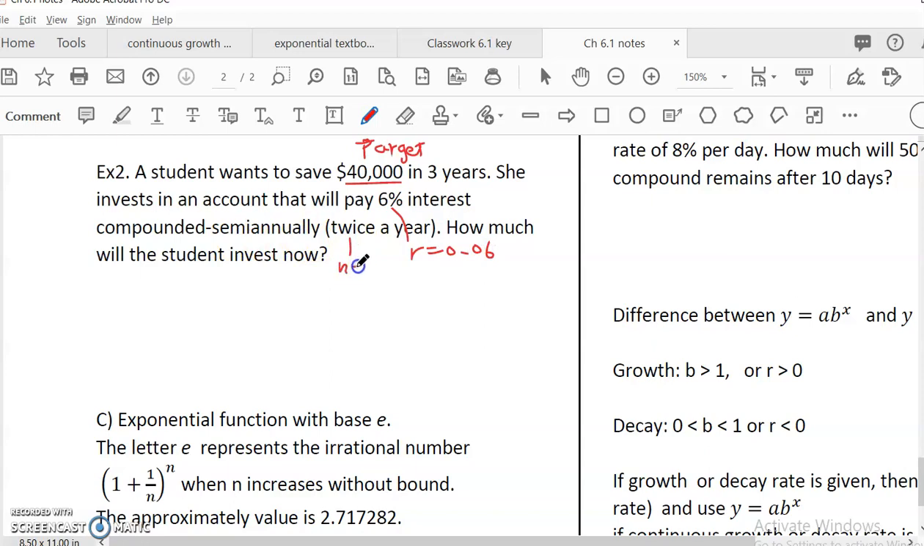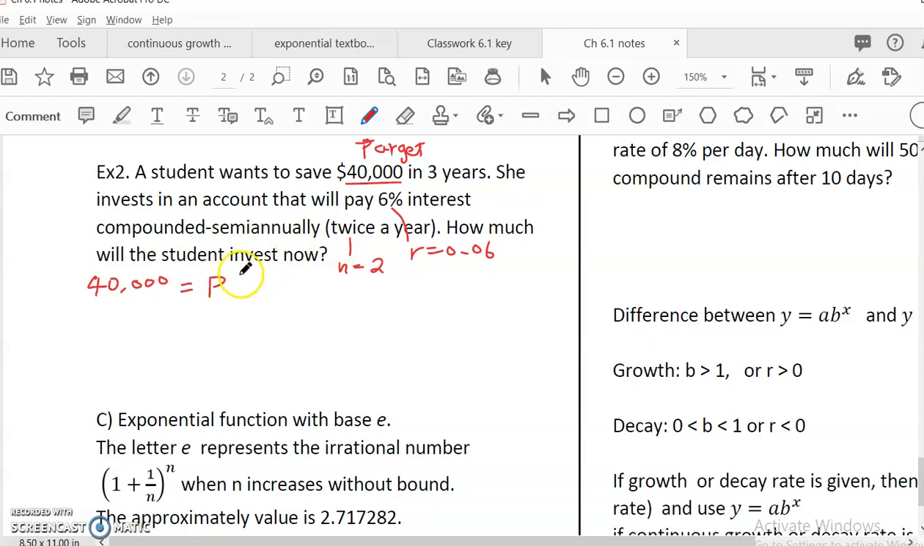Compound semi-annually. That means N is 2. You only get your interest twice a year. How much would the student invest now? So 40,000 is your final, is your A. You go to P. How much should you invest now?